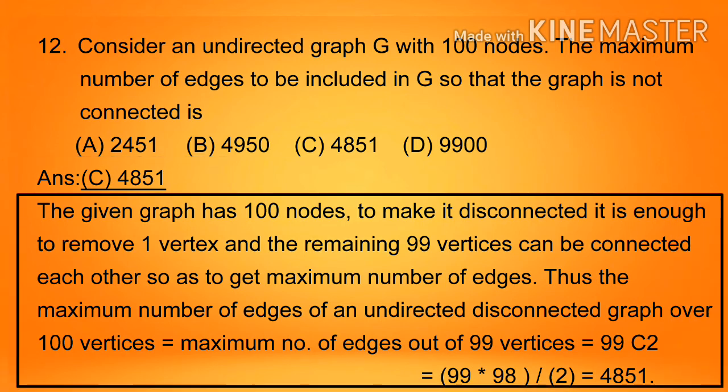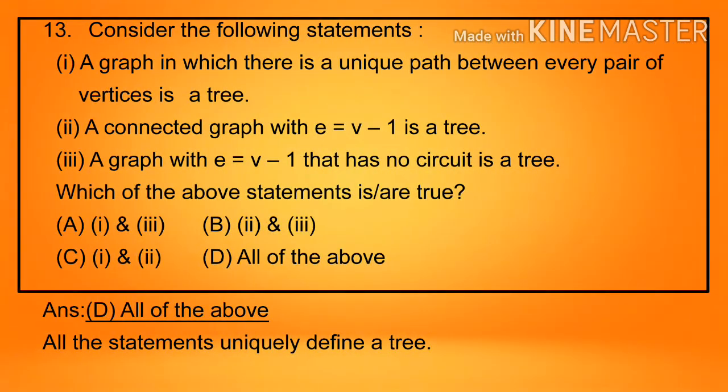4851. The given graph has 100 nodes. To make it disconnected, it is enough to remove one vertex and the remaining 99 vertices can be connected to each other so as to get the maximum number of edges. Thus, the maximum number of edges of an undirected disconnected graph over 100 vertices is equal to the maximum number of edges out of 99 vertices, which is equal to 99C2, which is equal to 99 into 98 divided by 2, which is equal to 4851.